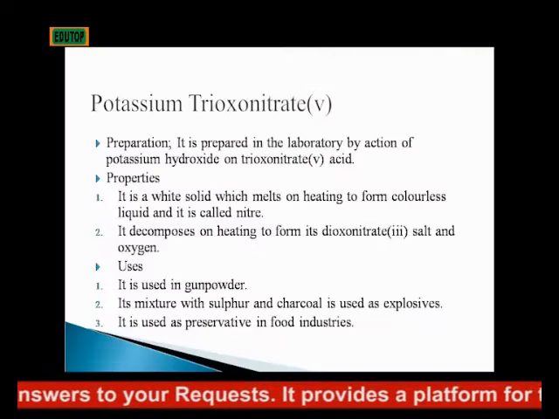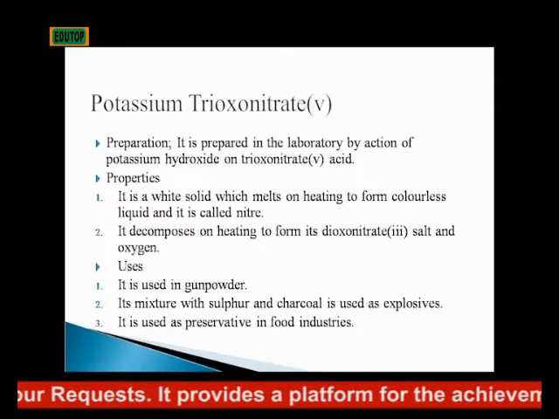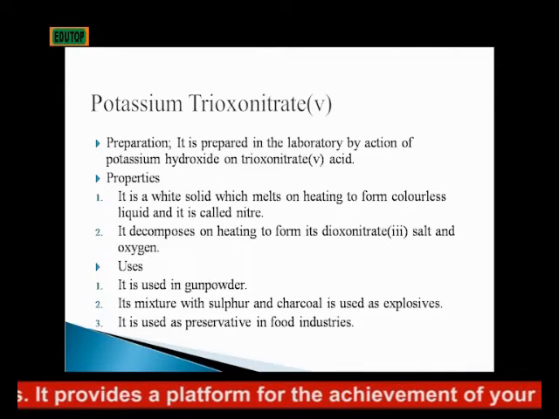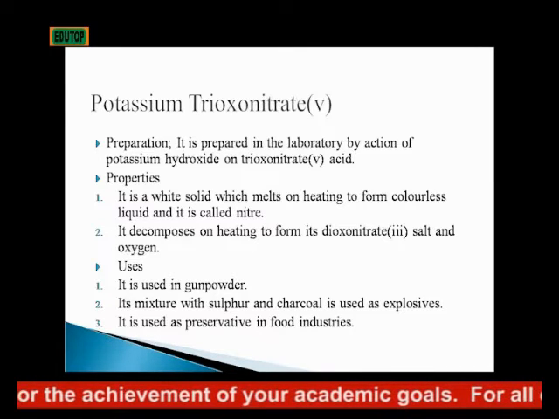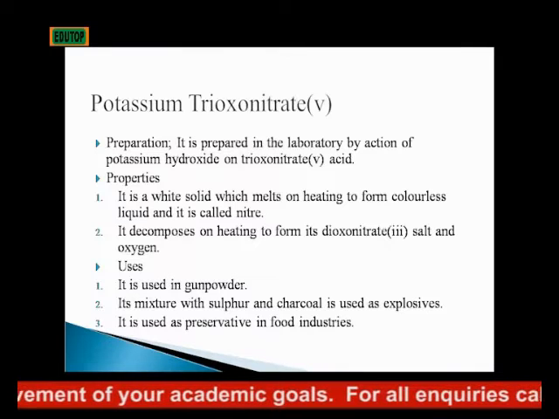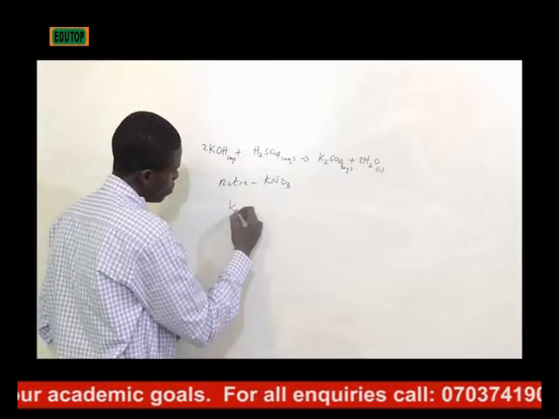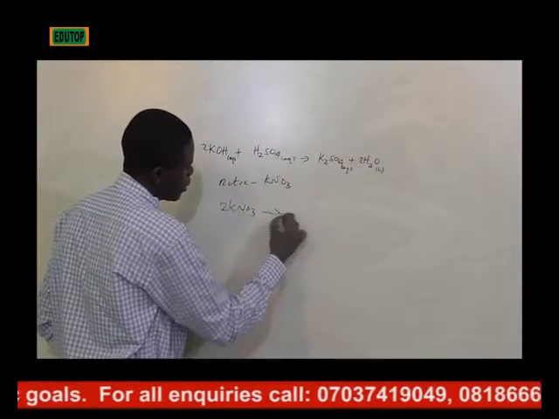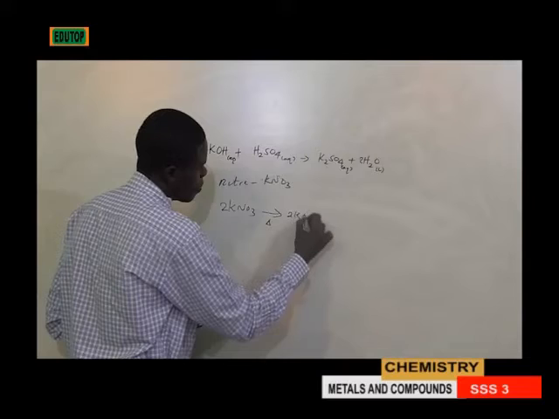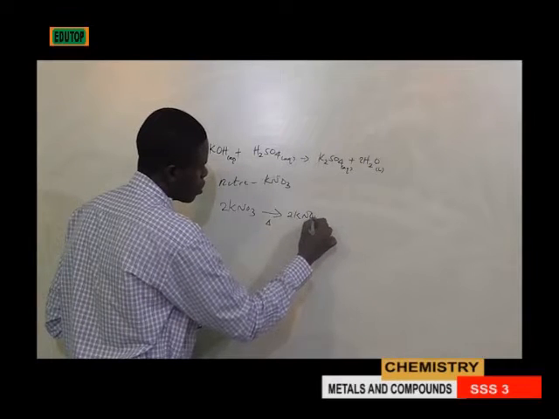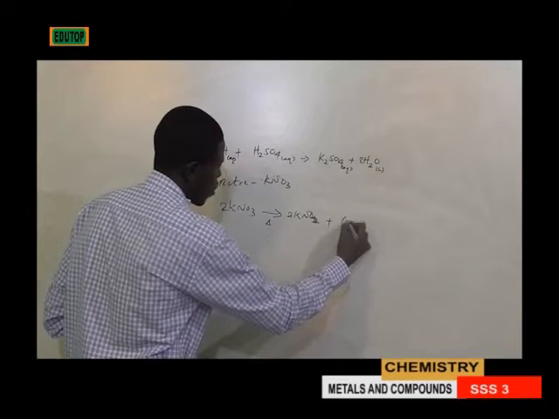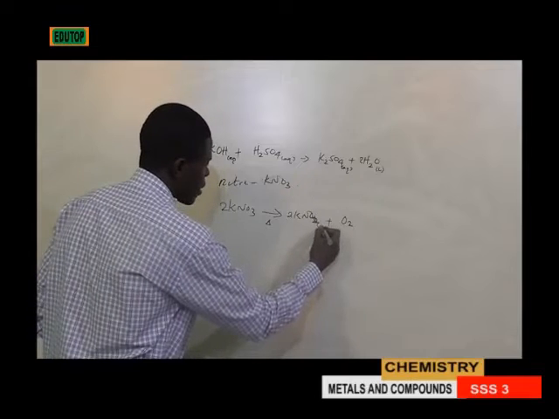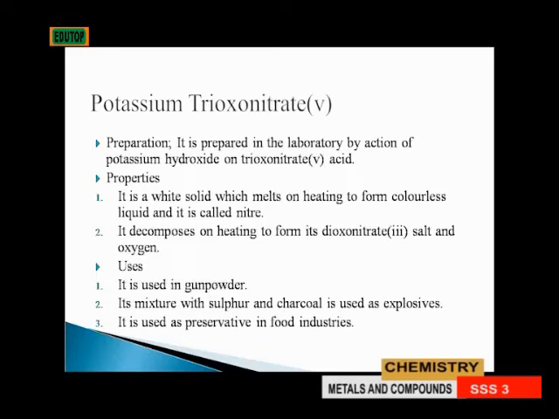Properties: it is a white solid which melts on heating to form a colorless liquid, and it is called nitrate. It decomposes on heating to form dioxonitrate(III) salt and oxygen as the byproduct. Uses: it is used in gunpowder.